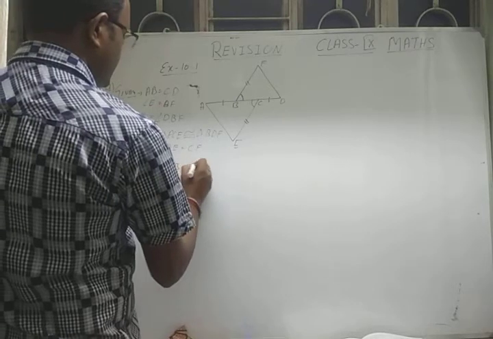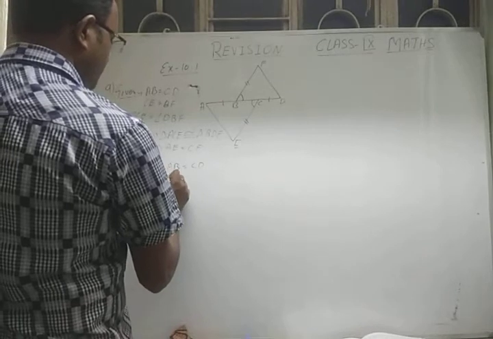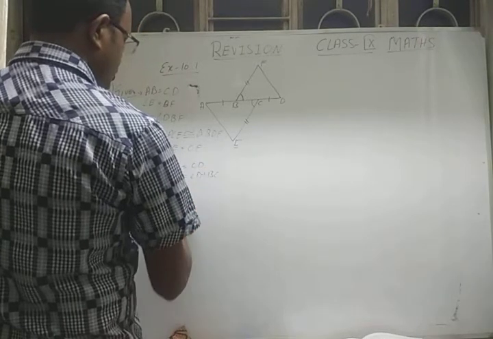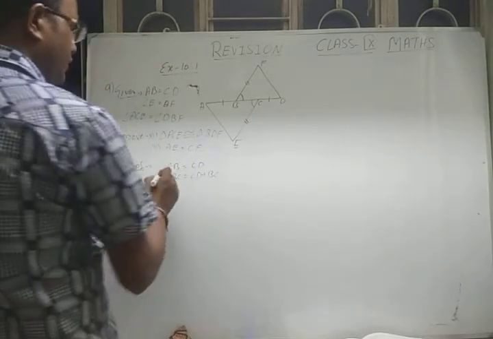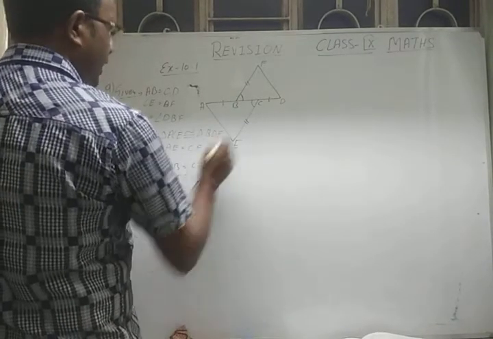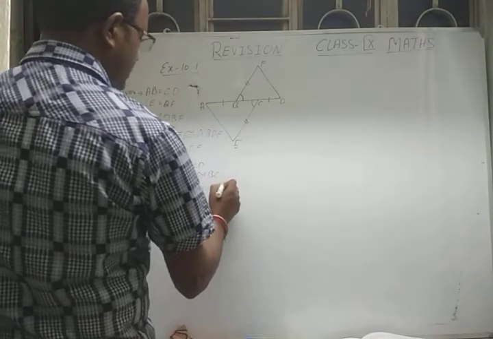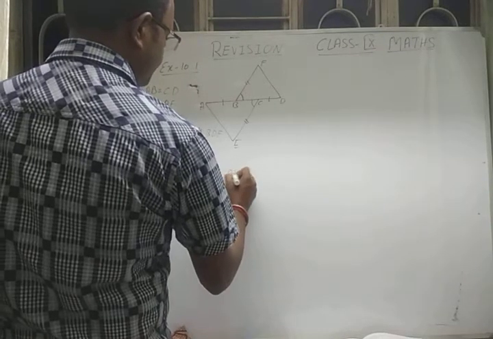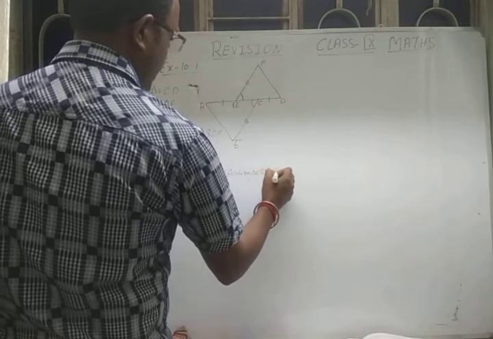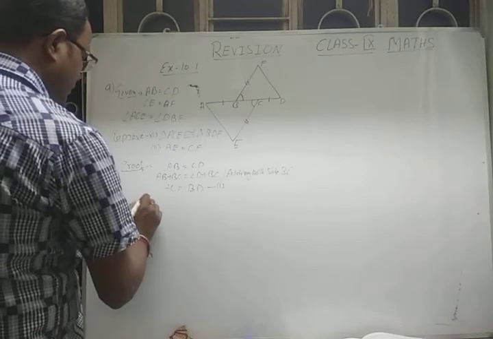AB is equal to CD, now adding BC on both sides. So AB plus BC is equal to CD plus BC. So we'll write, adding BC on both sides. You will get AB plus BC is equal to AC, and CD plus BC will get BD. Now you take this as 1 and here write adding BC on both sides.